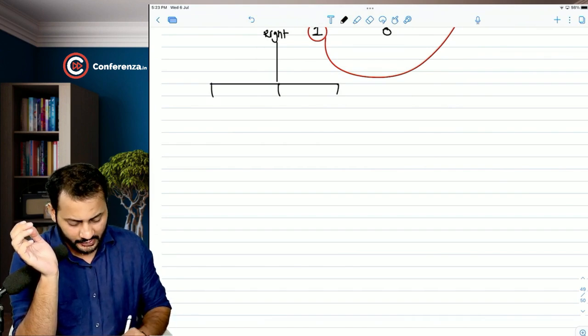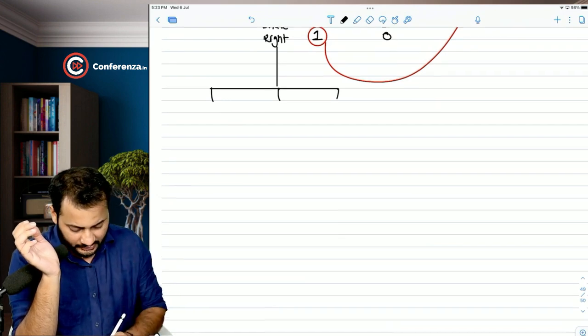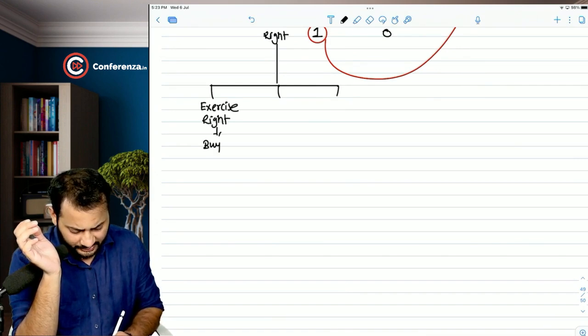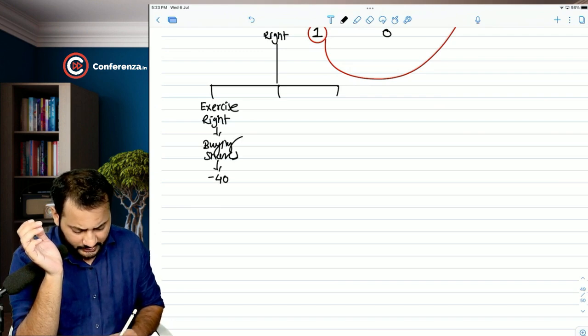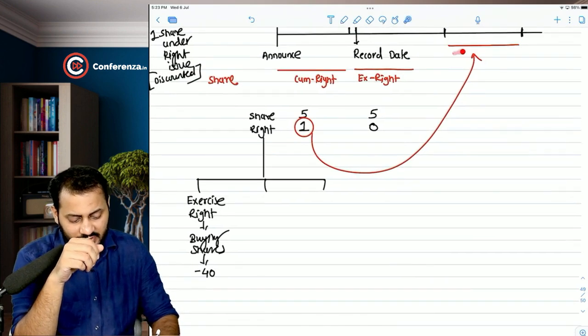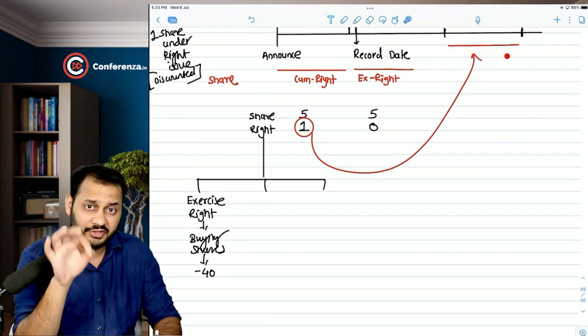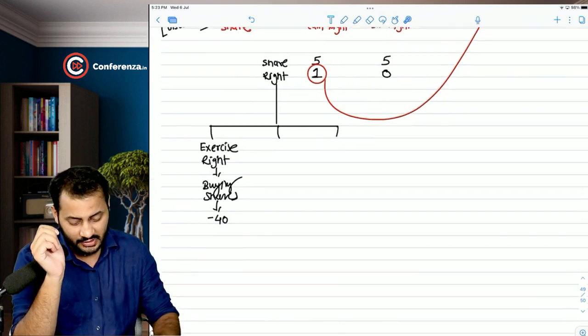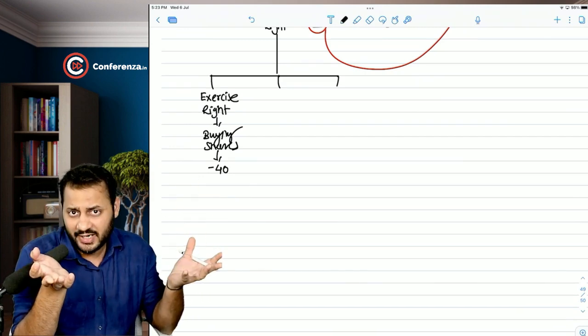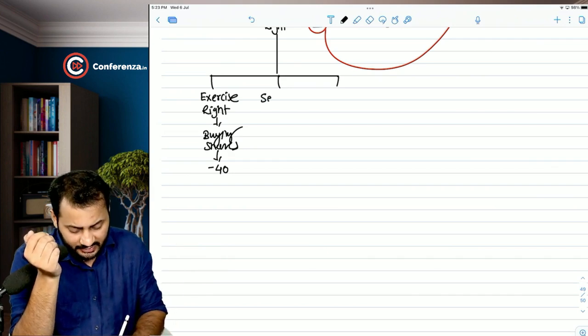1, 2, 3. So the very first thing that may happen is you may exercise the right. Exercising the right means you are buying the shares and you will have to pay 40 rupees from your pocket. That is called exercising the right. So if you have to exercise the right, these are the two dates between which you will have to exercise. The second thing is, if you don't want to exercise the right, or if you don't have the money to buy extra shares, you can just sell that right to someone else.